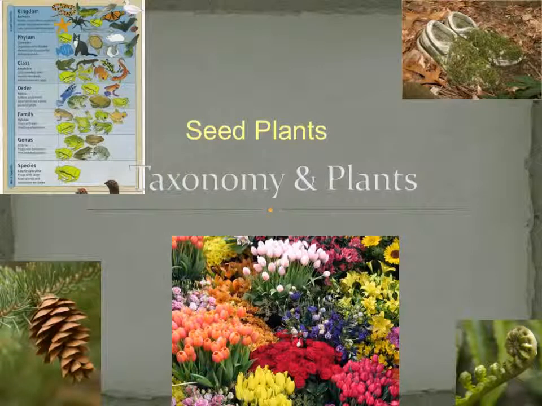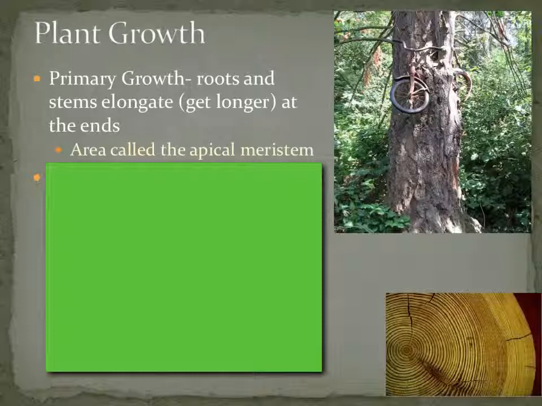Here we go with our third set of notes in the Taxonomy and Plants unit, this one on the types of plants that actually have true seeds. Before we start talking about our different groups of plants, though, I want to talk a little bit about plant growth, which has something to do with what we finished on last time, our xylem and phloem, our vascular tissues.